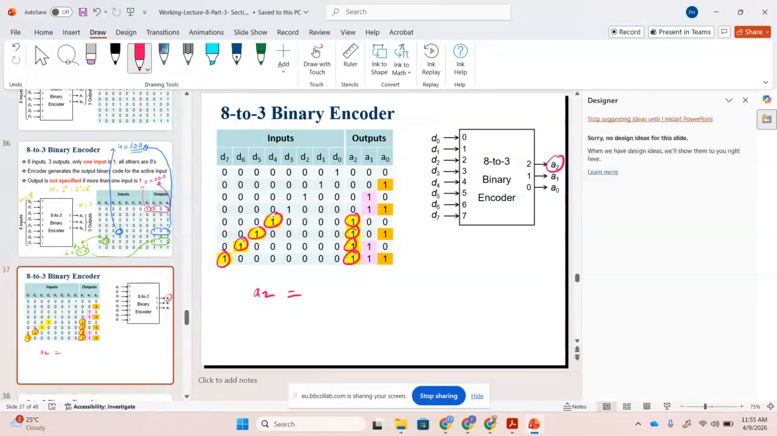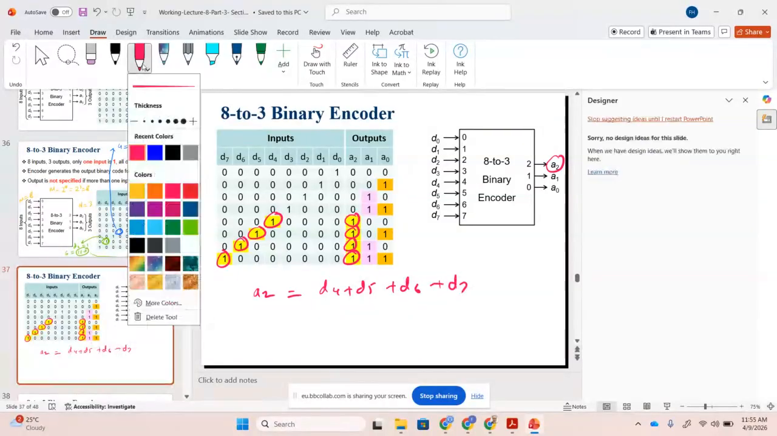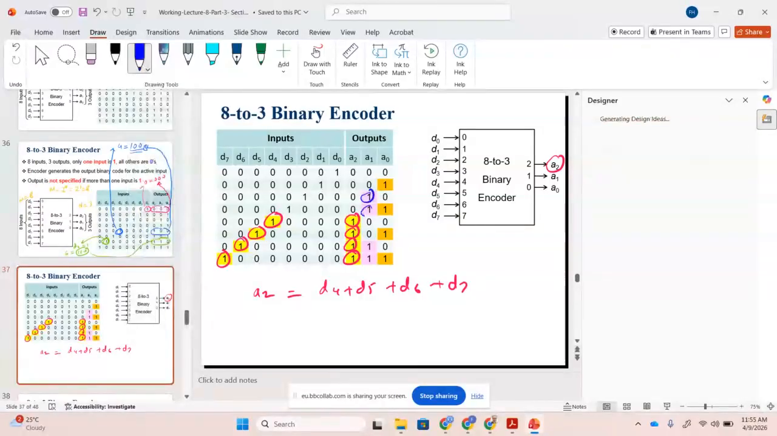What will be the expression for A2? A simple encoder does not need a K-map. D4 plus D5 plus D6 plus D7. So this is A2. What will be the expression for A1? D2 plus D3 plus D6 plus D7. Very good. Got it or not got it?